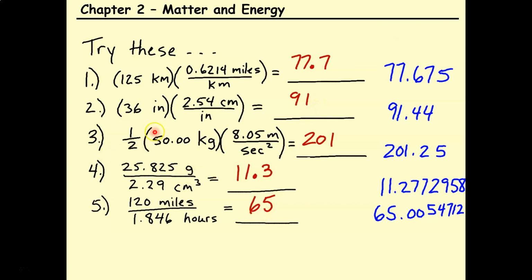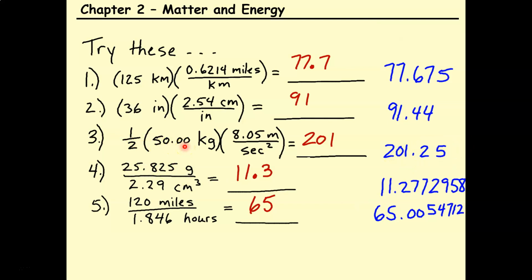Number 3, I've got this 1/2 out in front here. Notice there are no units behind it. It's like a pure number. So that's really not going to play into where I have to round, because that's like a perfect 1/2. The 50 kilograms and the 8.05 meters per second squared are measurements done with some kind of measuring tool. So I'm going to round it to those and not worry about this. Even though when I multiply 1 times 50 times that divided by 2, this is what the calculator says.